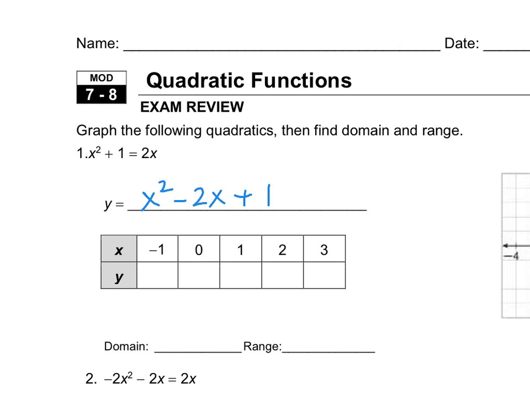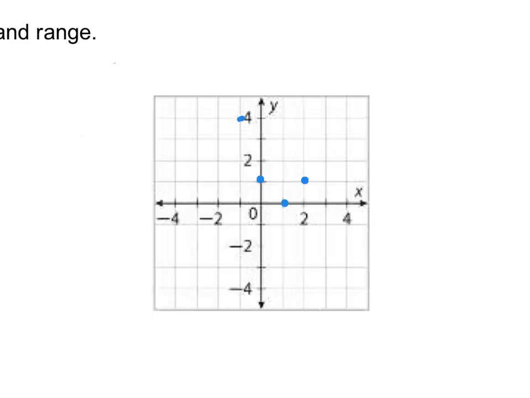Now substitute these values in place of x for each one and find your y values for each. After substituting the values and getting your y values, please graph. After you're done graphing, connect your points to make a parabola. Don't forget your arrows at the end.